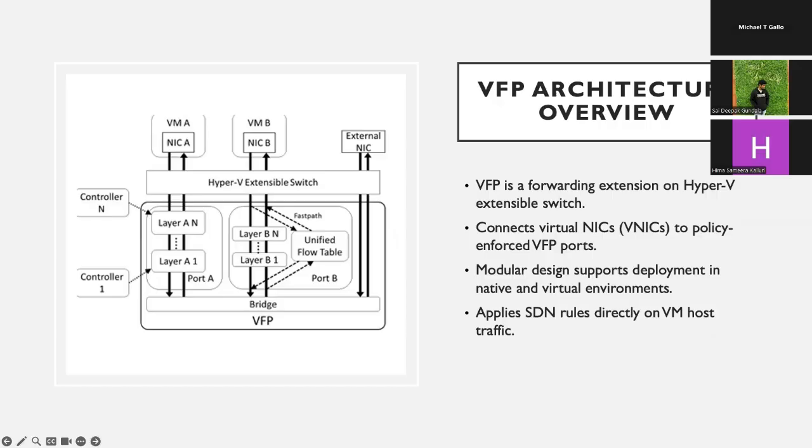The big thing about VFP, what makes it so powerful, is how it applies SDN policies directly on the VM host traffic. This eliminates unnecessary hops between different hosts and reduces latency. Instead of sending traffic to a specialized network appliance for processing, VFP can apply these complex policies right at the source or destination hosts. This architecture follows a layered approach, which enables multiple controllers to coexist without interfering with each other's policies. VFP also includes good caching mechanisms to optimize performance.